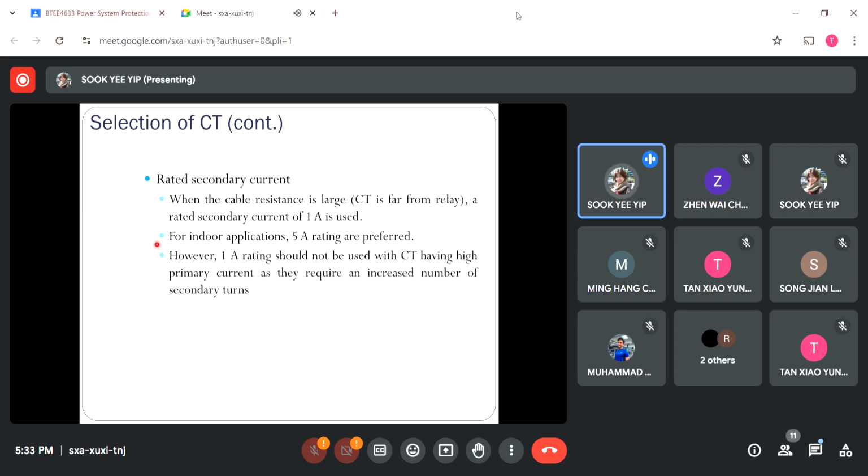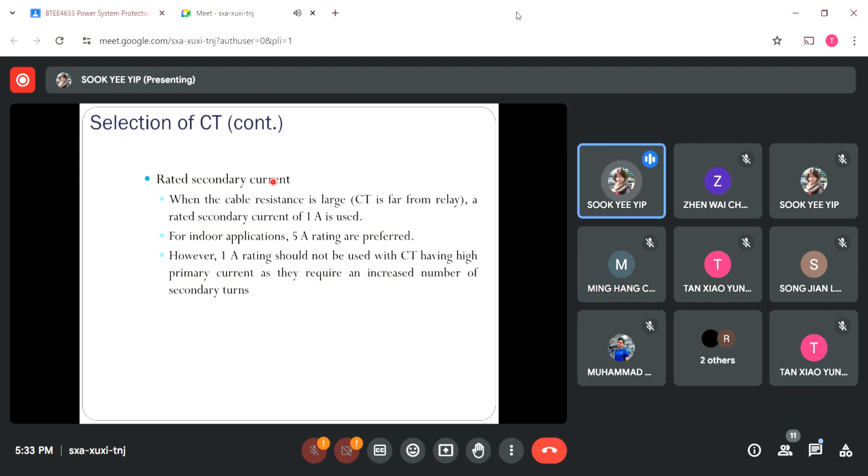So if you apply a low rating current transformer in these situations, you will actually have problems like having a very bulky current transformer because the number of turns is much higher. The size has increased, and of course, the cost will be increased as well whenever you increase the number of turns at the secondary side. Okay, so this is based on the rated secondary current value for the current transformer.